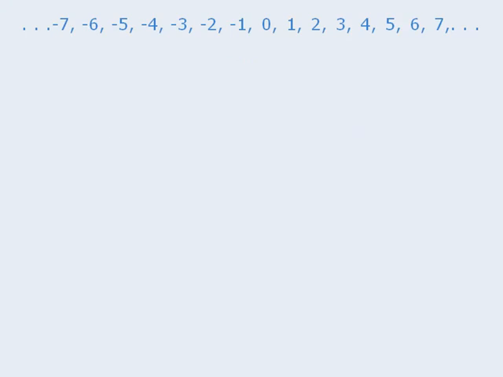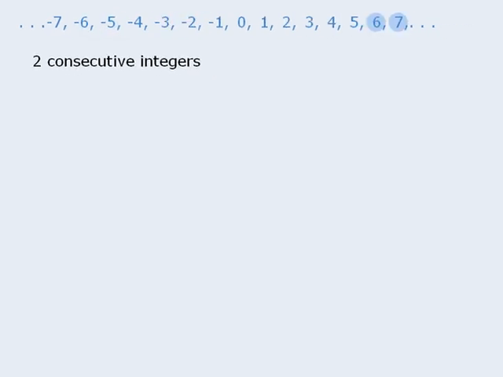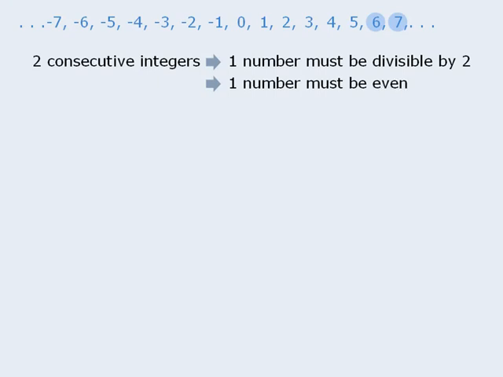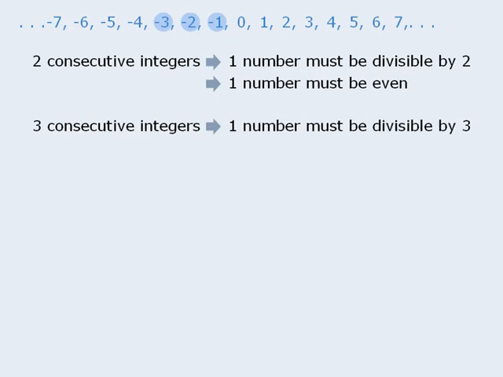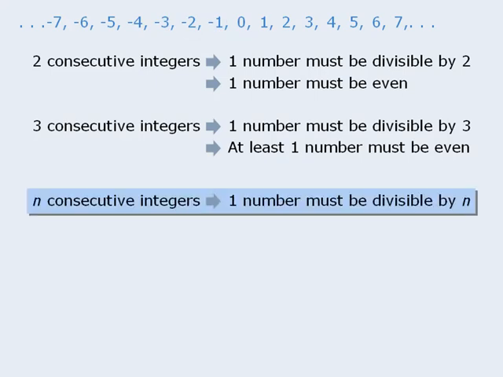Okay, so how does this help us? Well, if we have two consecutive numbers, any two consecutive numbers, we know that one of those two numbers must be divisible by 2. In other words, one of the two numbers must be even. Similarly, if we have any three consecutive numbers, we can be certain that one of those three numbers must be divisible by 3. We can also be certain that at least one of those numbers will be even. Now, from these observations, we can formulate a rule that says if we have n consecutive integers, then one of those numbers must be divisible by n.